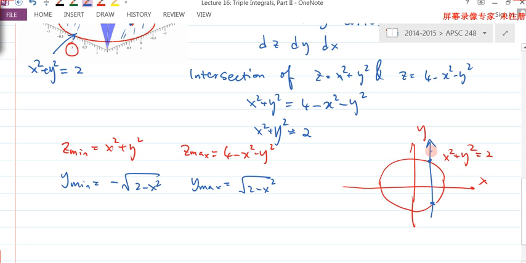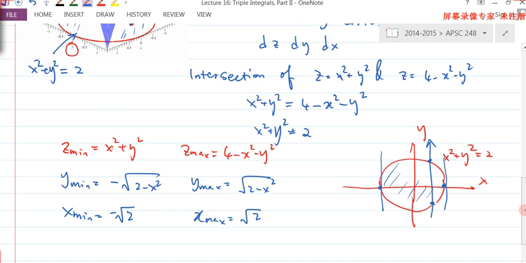So you sweep the blue line right here across this whole shadow, and find the x min and x max, the sandwiching bounds of this shadow. So apparently x min is here and x max is here. So x min equals negative root 2, and x max is positive root 2. Alright? So this is the three sets of limits for x, y, z.